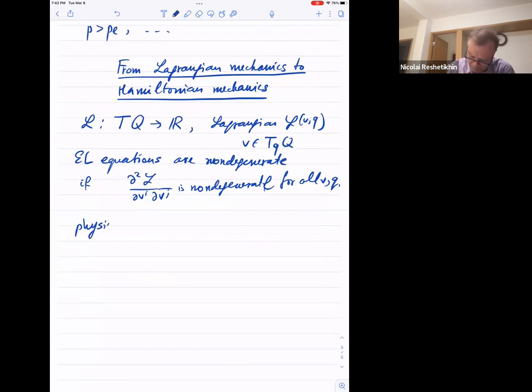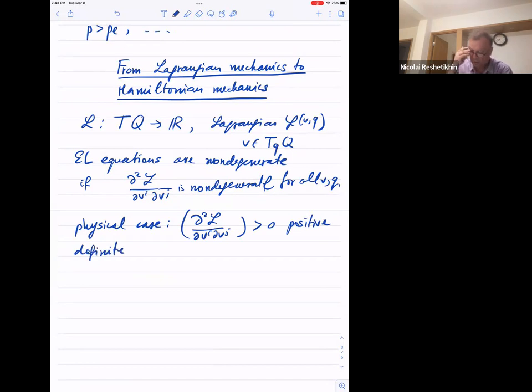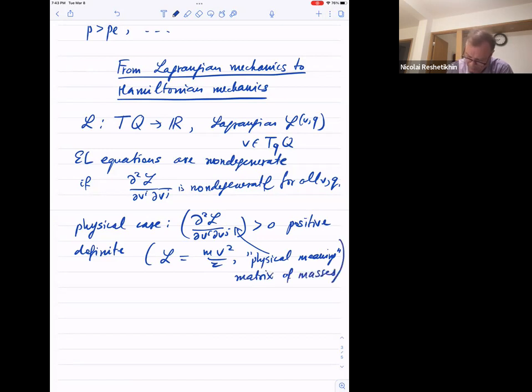So then I argued that the physical case is when the matrix is strictly positive, positive definite. So all eigenvalues are positive. That's simply because for Newtonian mechanics it's m v squared. So in some sense, this matrix of second derivatives, its physical meaning, it's the matrix of masses. One can say something like this.